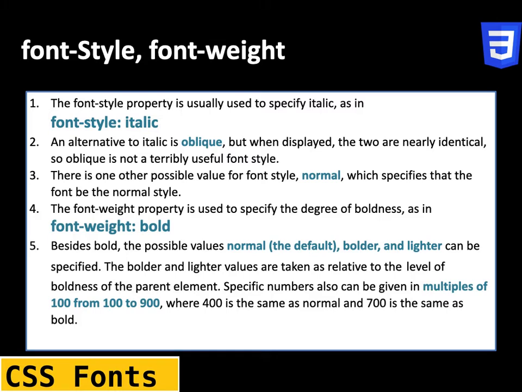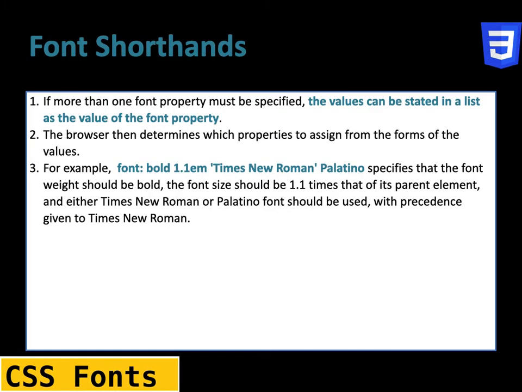Font shorthand methods. There are some easy techniques for giving styles, that are font shorthands. So instead of giving all the property and value separately, you can give them as a single line. If more than one font property must be specified, the values can be stated in a list as the value of the font property. The browser then determines which property to assign from the forms of the value.